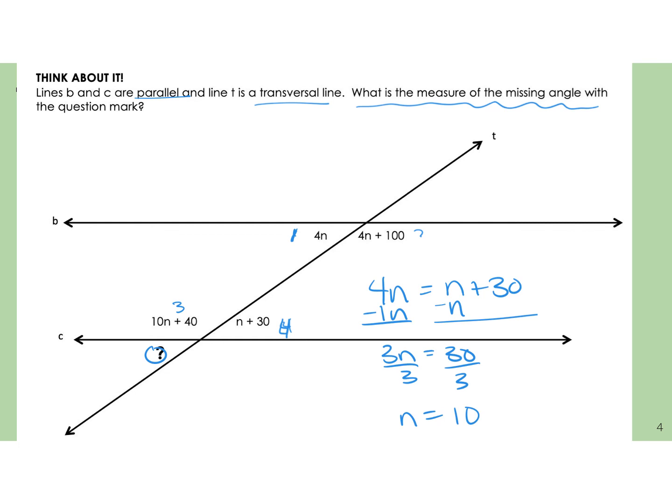That's not the question. They want this angle. I'm not there yet. So I need to figure out one of these angles. This one looks the easiest. So I'm going to do, instead of 4n, I know what n is. It's 10. So this angle is 40 degrees. So now, if I know the angle relationship between angle 1 and the missing angle, I'll know the answer. These are corresponding, so that means this angle is also 40 degrees.